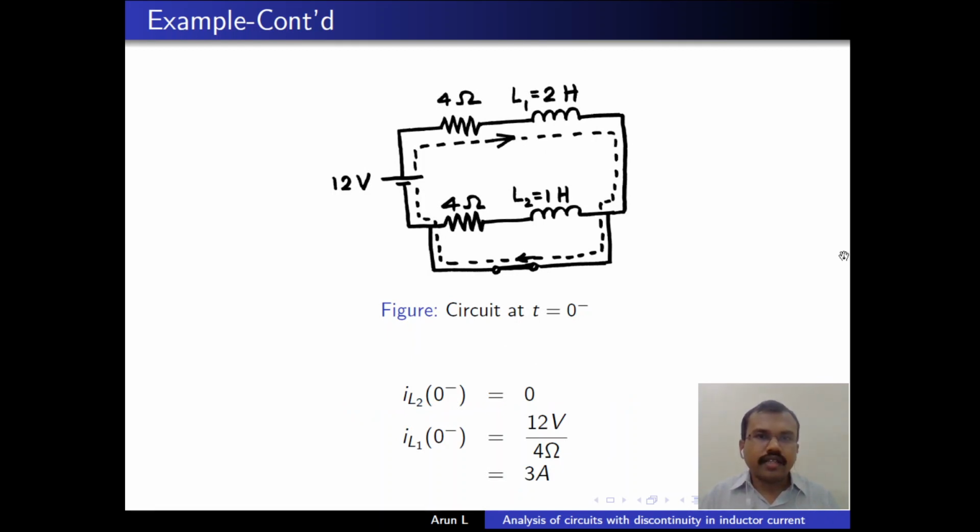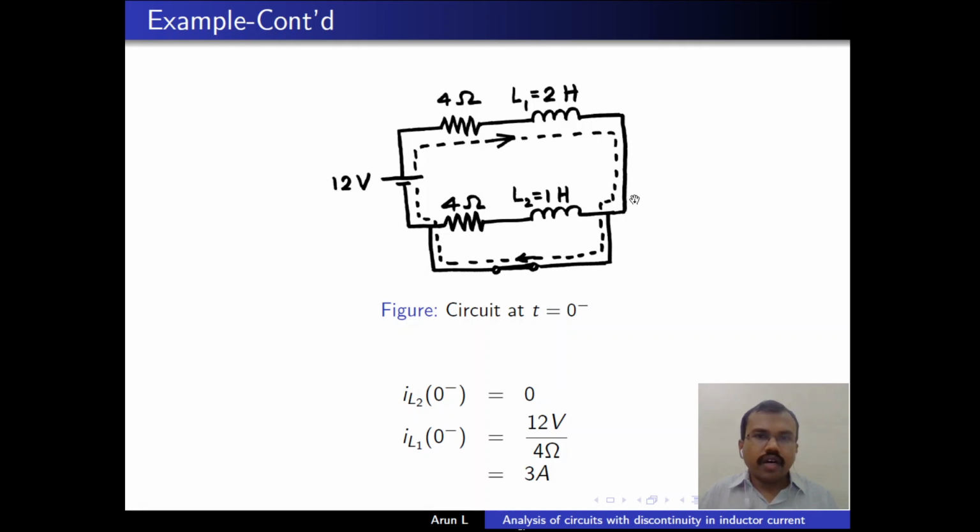So let us consider the circuit just before the opening of the switch, that is at t equal to 0 minus. This is the circuit at t equal to 0 minus. The switch is in the closed position, so the current will flow through the path indicated by the dotted lines. It is evident from the figure that there will not be any current flow through the inductor L2. So we can directly write IL2(0-) is equal to 0.